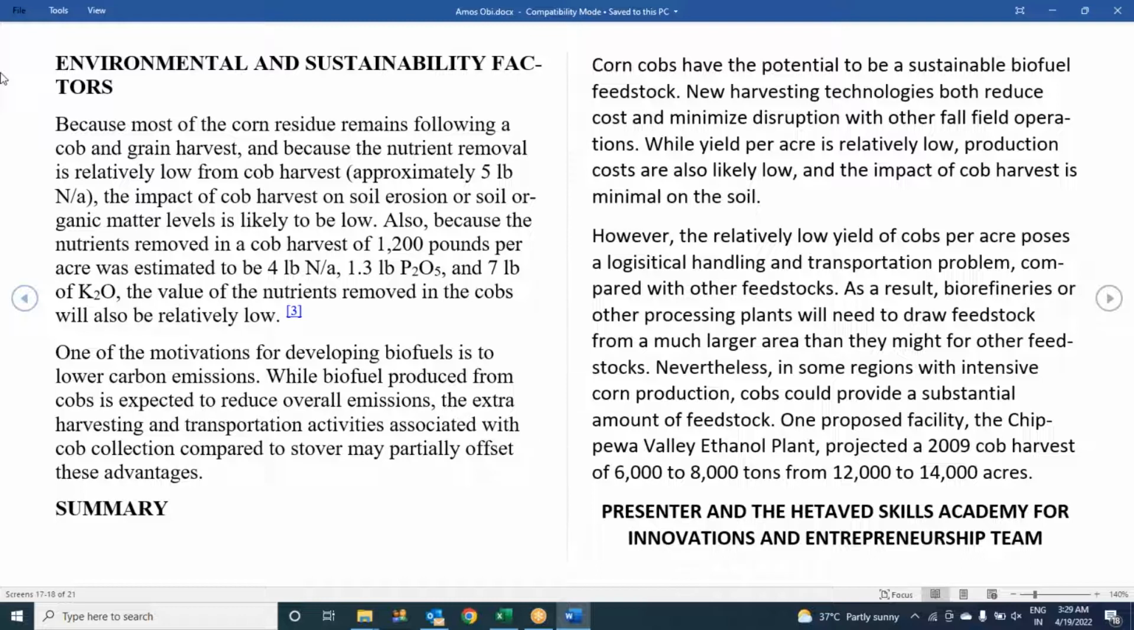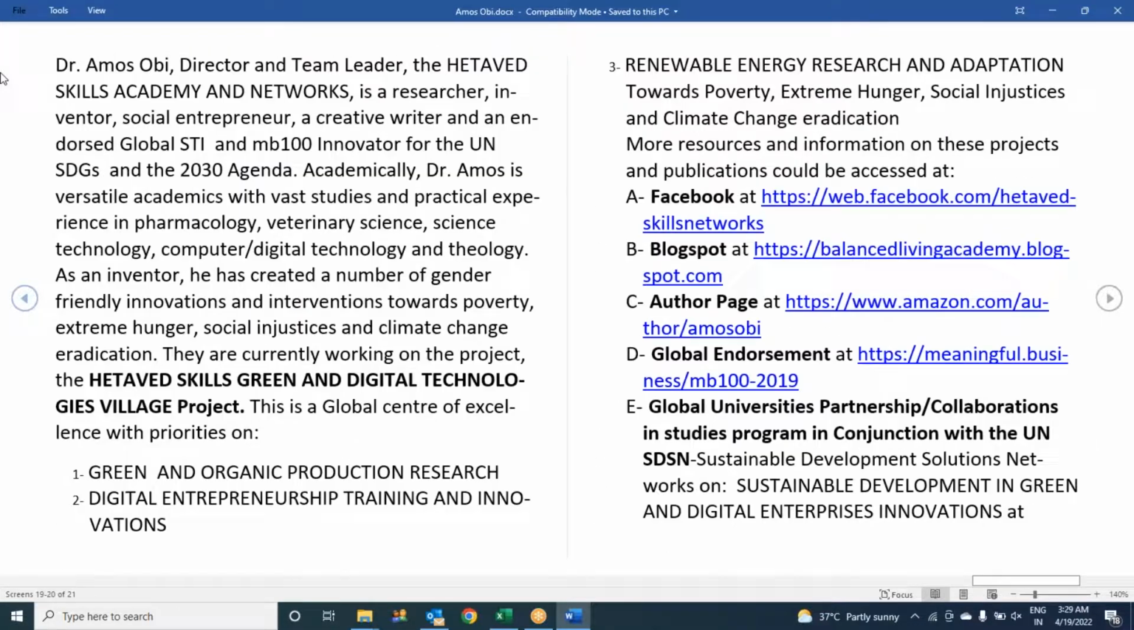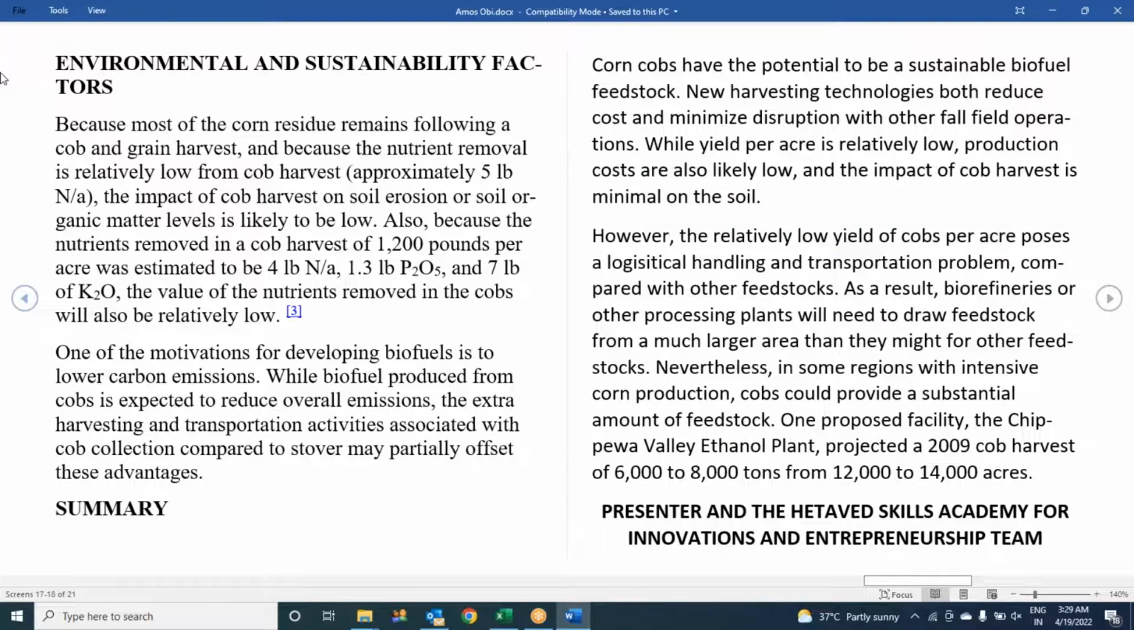So Concord is environmentally friendly and humanly safe for all, both for humans and animals. In summary, please kindly go to the summary. Concord has the potential to be a sustainable biofuel feedstock.